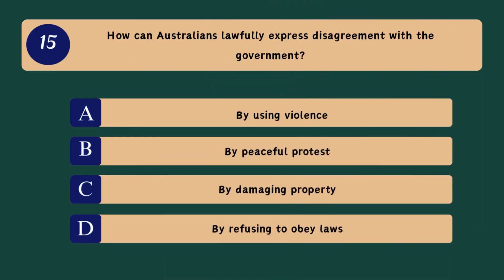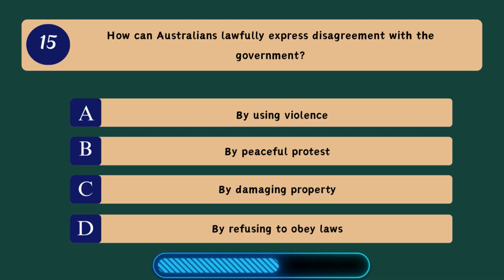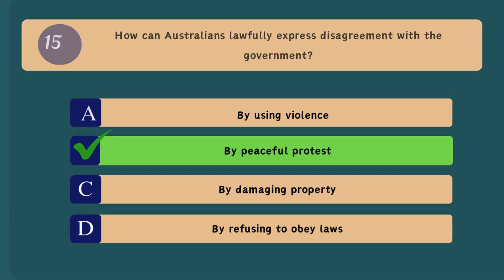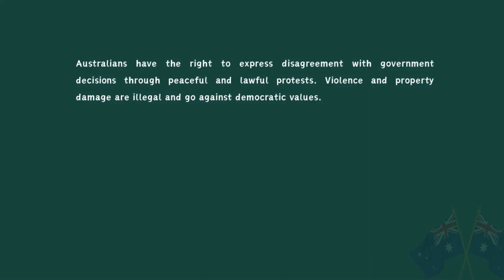Question 15. How can Australians lawfully express disagreement with the government? A. By using violence, B. By peaceful protest, C. By damaging property, D. By refusing to obey laws. Correct answer. B. By peaceful protest. Australians have the right to express disagreement with government decisions through peaceful and lawful protests. Violence and property damage are illegal and go against democratic values.